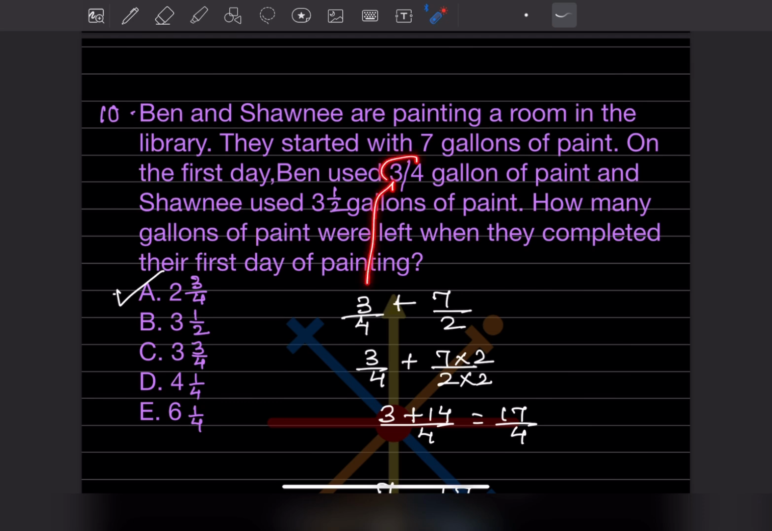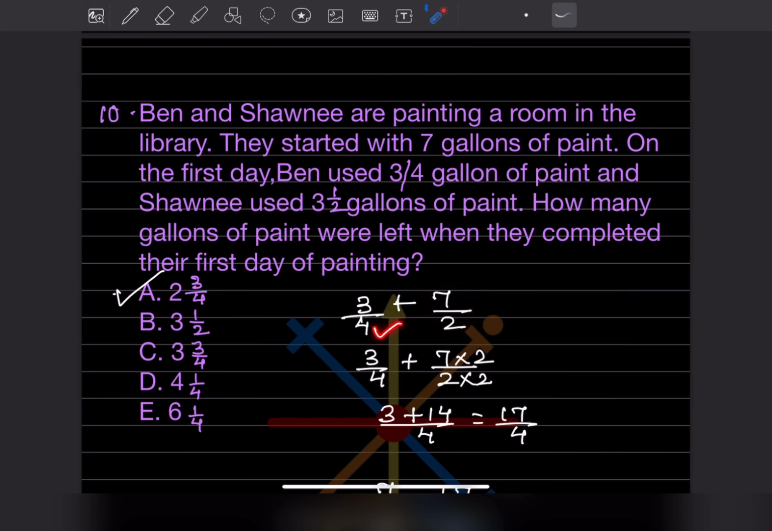So for this one, Ben is using 3 by 4. And this one is using 3.5, which means 3 2s are 6, 6 plus 1, 7. This should be multiplied, and whatever you get, you have to add it. That will be 7 by 2. So this will be 7 by 2.